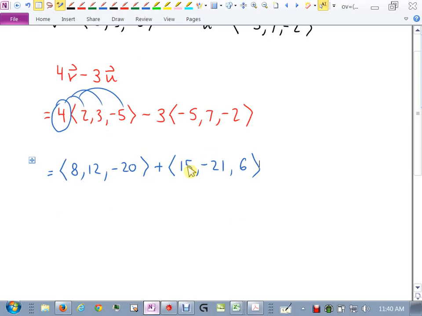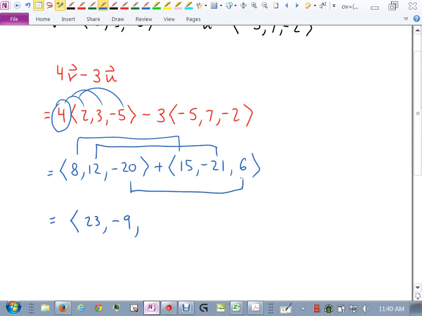And now we're adding two vectors together. To add vectors, we add components. So I add 8 and 15. That gives me 23. I add 12 and negative 21, and that gives me negative 9. Negative 20 and 6 gives me negative 14. Do we all agree? So that's the answer to part C.